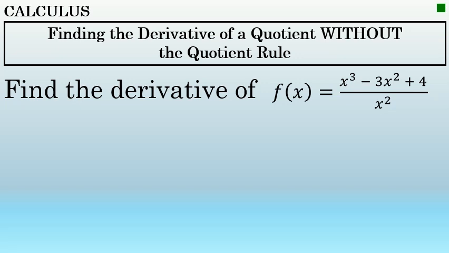In general, if a quotient only has one term in the denominator, as is the case in this function, and the denominator does not include a trig function, it is usually best to avoid using the quotient rule.